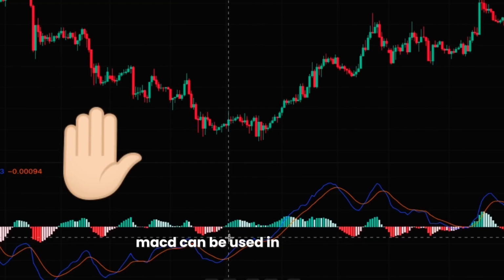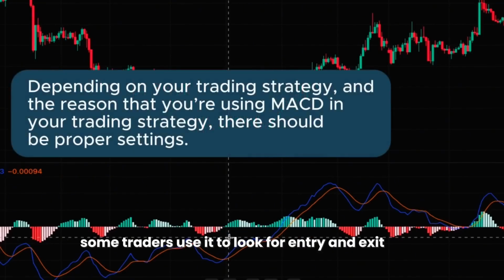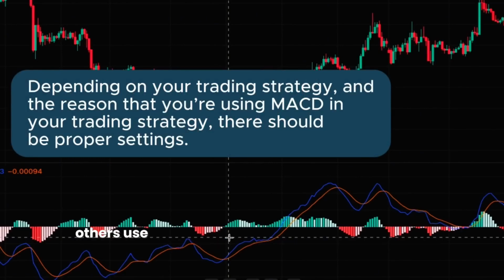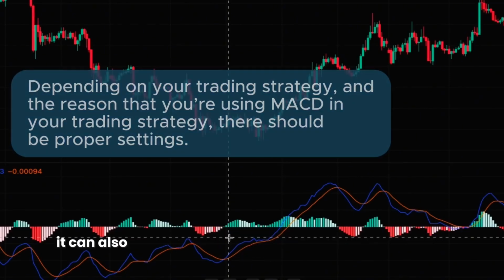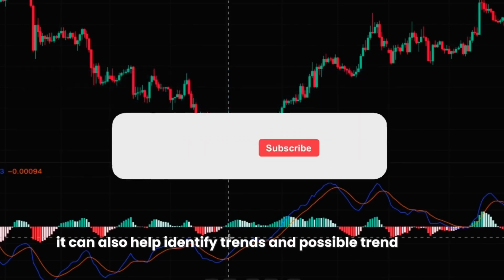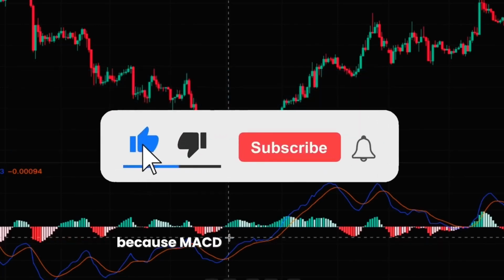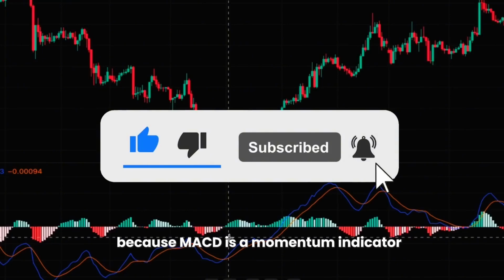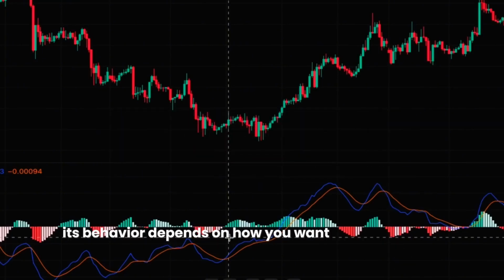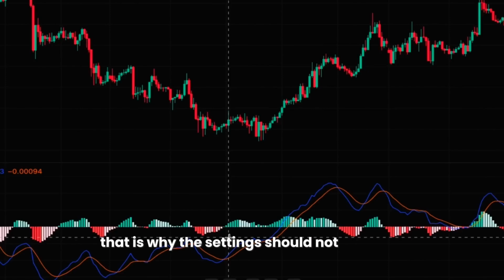MACD can be used in different ways. Some traders use it to look for entry and exit signals. Others use it to measure momentum shifts and price swings. It can also help identify trends and possible trend changes. Because MACD is a momentum indicator, its behavior depends on how you want to apply it in your trading plan. That is why the settings should not be random.